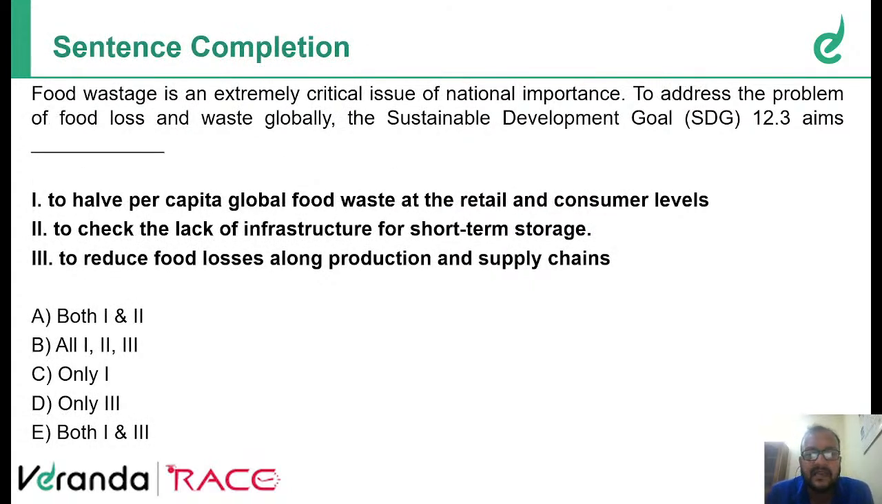Food wastage is an extremely critical issue of national importance. To address the problem of food loss and waste globally, the Sustainable Development Goal SDG 12.3 aims to halve per capita global food waste at the retail and consumer levels. Good answer. 1 is correct. To check the lack of infrastructure for short-term storage. Correct. I'll tell you why. Because if the infrastructure of the short-term storage is improved, food loss and wastage will be minimized. To reduce food losses along production and supply chain. This is also correct. So all 1, 2, 3 should be the correct answer.